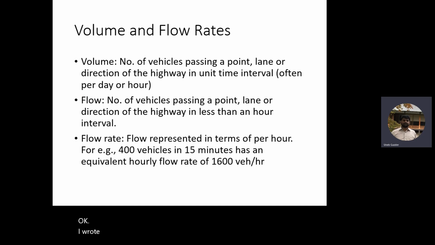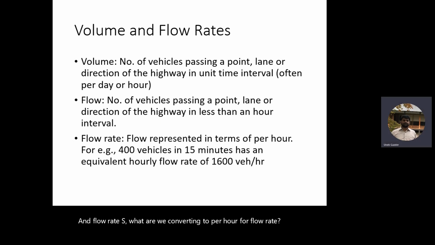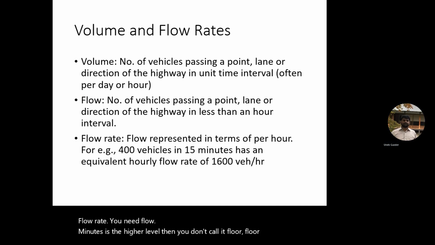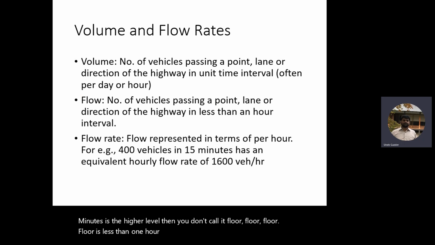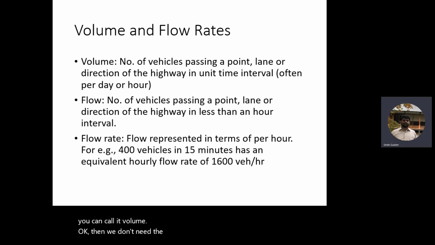And for flow rate, what are we converting to per hour? The flow. Okay. For flow rate, you need flow. If the time is higher than 1 hour, then you don't call it flow or flow rate. Flow is less than 1 hour, always. If it is 1 hour or more, we can call it volume. Okay, then we don't need the conversion, right? We already have the value for 1 hour.